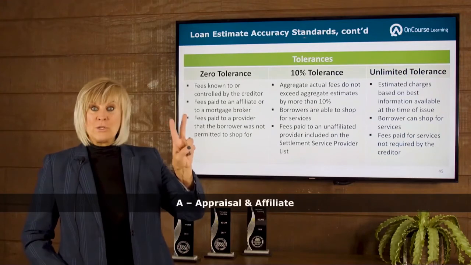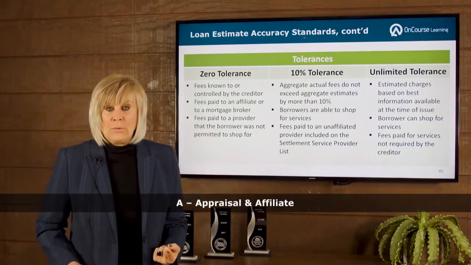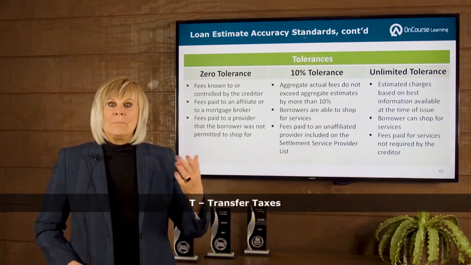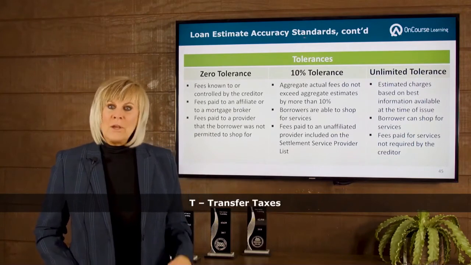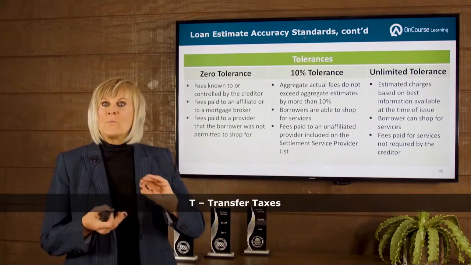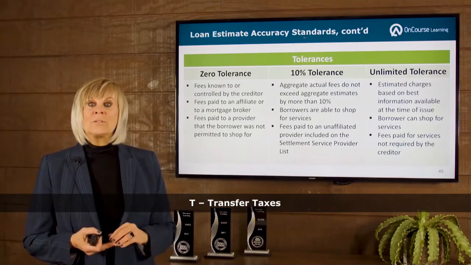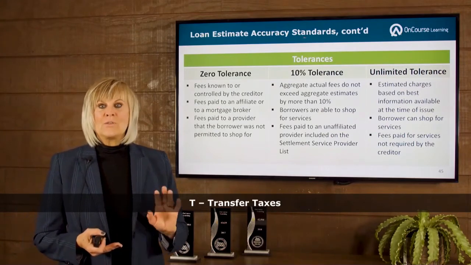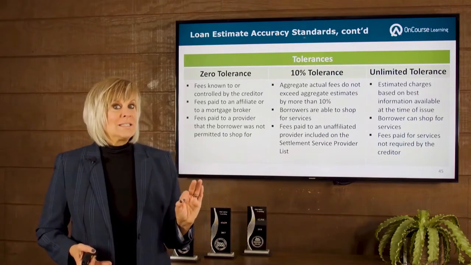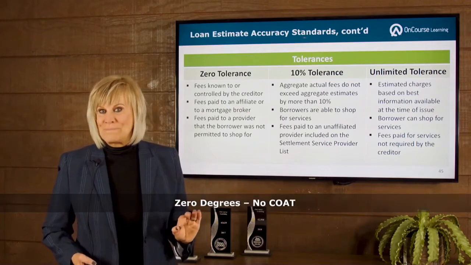Now the A stands for 2 things. Appraisal, after all, the borrower can't shop for their own, and if you use an affiliate. And then the T, believe it or not, transfer taxes. Now you all know a transfer tax is used when ownership changes from one party to the next. It's a one-time tax. Typically you'll see it on purchase transactions. Transfer taxes are zero tolerance. Now, pay attention to these because they will show up later. Again, 0 degrees, no coat.